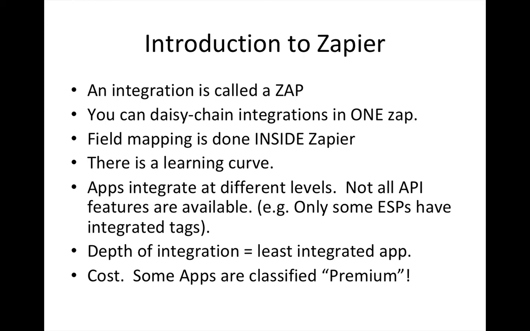So if LeadsHook provides tags, and you have the ability to pass tags through to Zapier, unless the other app also has integrated the ability to accept tags, LeadsHook's ability to pass tags through to Zapier is sort of useless because the other side hasn't integrated tags yet. Okay, so that's one. Essentially, the least integrated app controls how much integration you'll get.